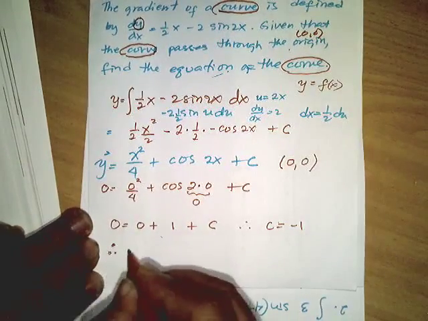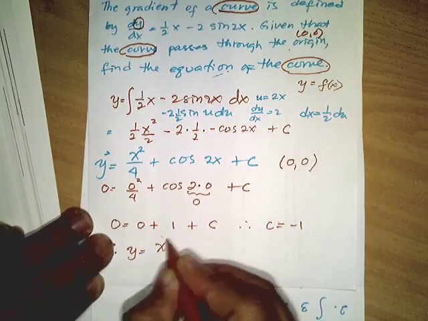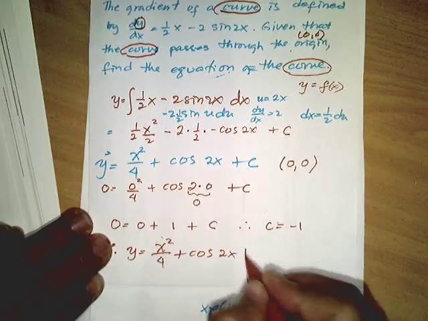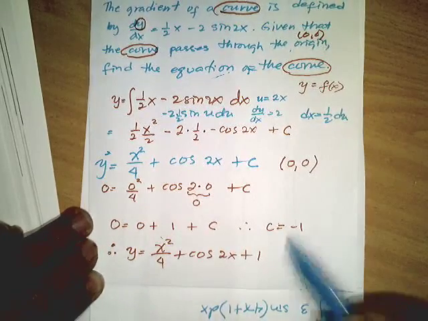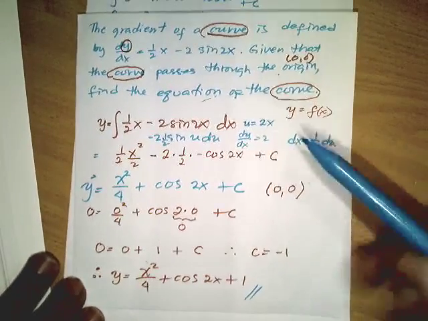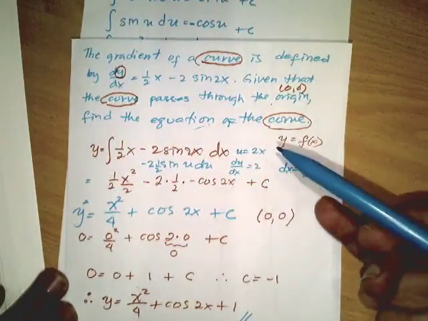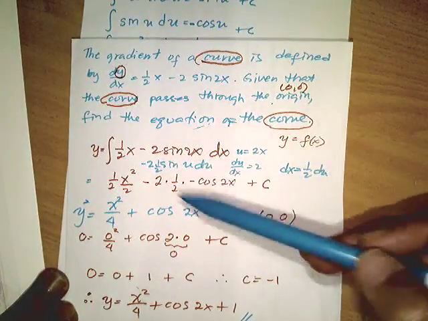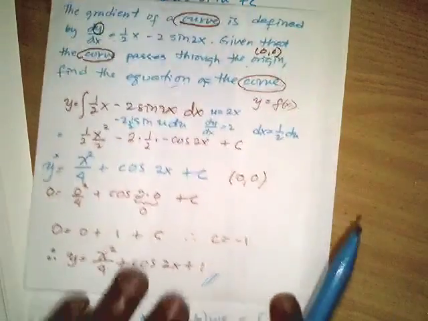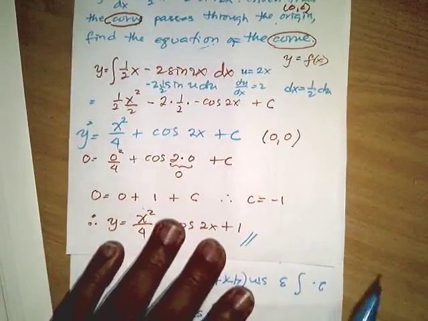Therefore, the equation of the curve is y equals x squared over 4 plus cosine 2x plus 1. So this is now the final answer. Again, if you have the dy/dx and you're looking for the curve, what we do is integrate. After integrating, plug in the specific values of x. Let's create a flow chart for that.